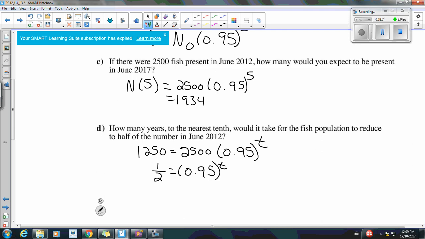Now we need to get to this exponent. So you could change to log form here or take the log of both sides. I'm going to change to log form here. And your calculator will accept a base of 0.95. So you could type that in and you will get 13.5 years.